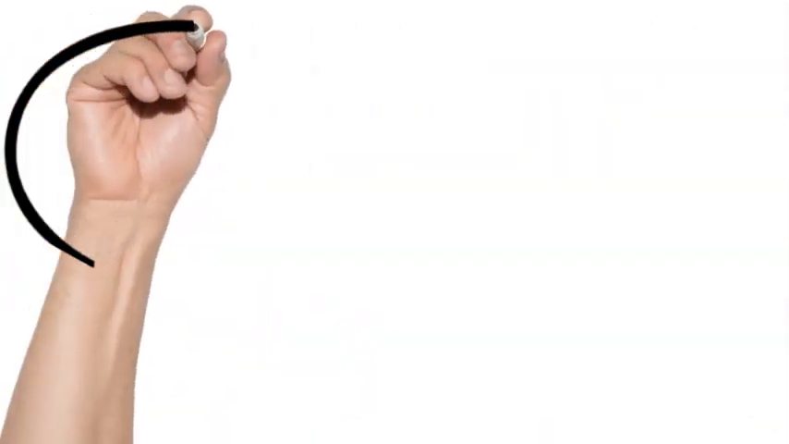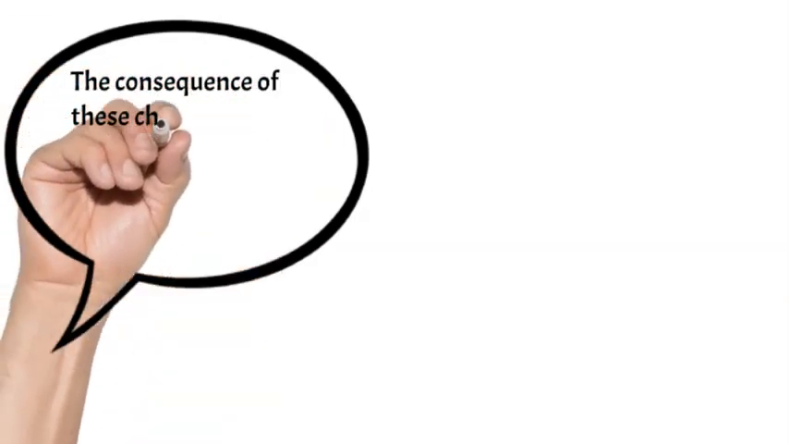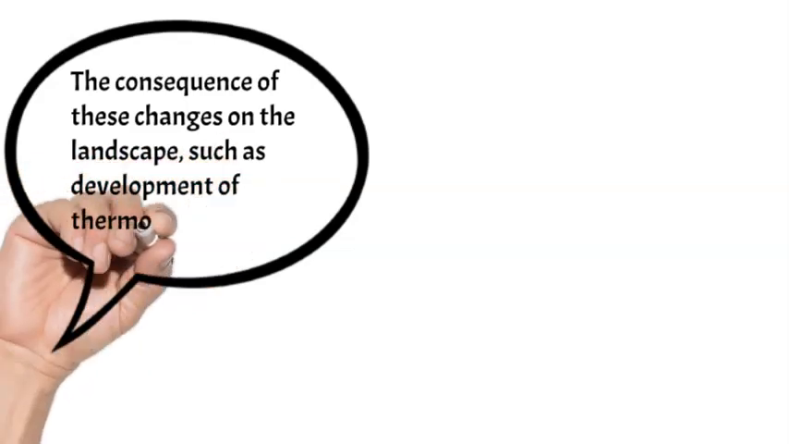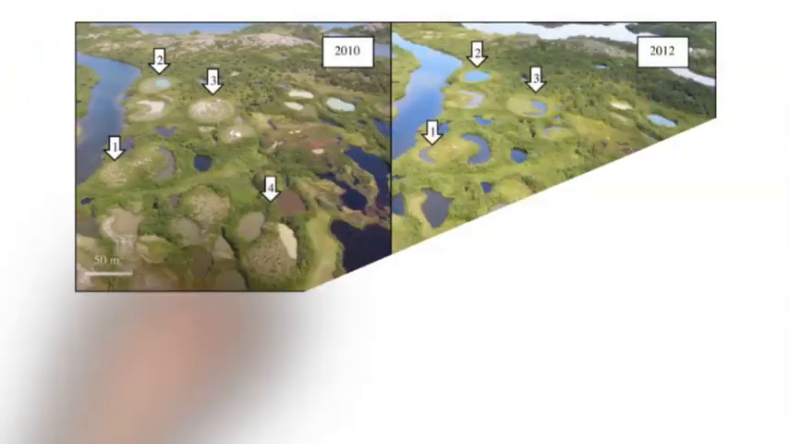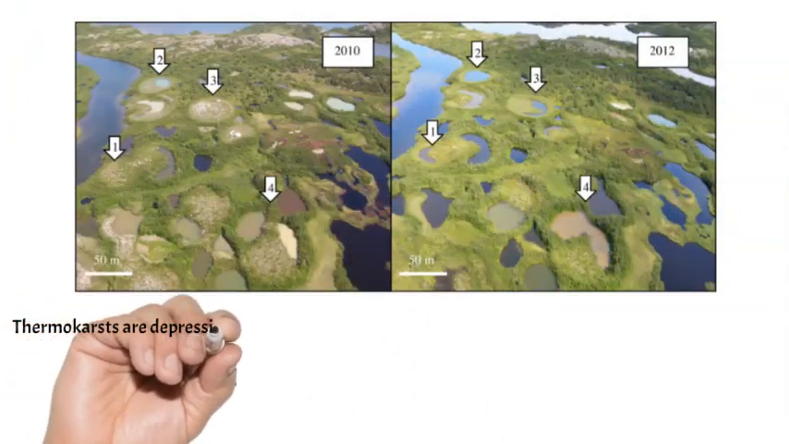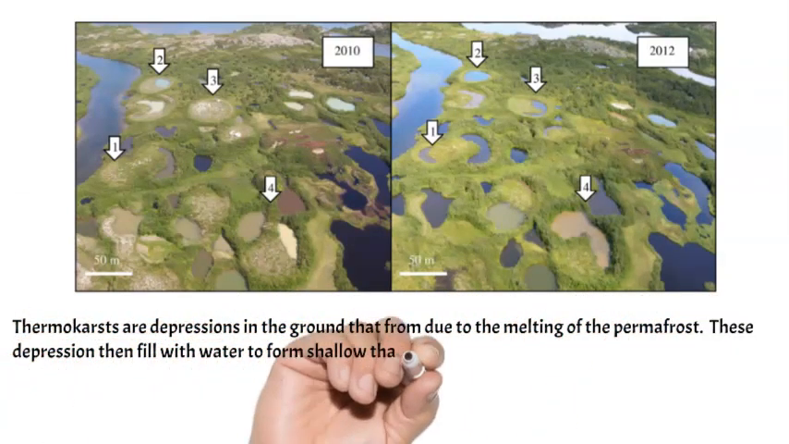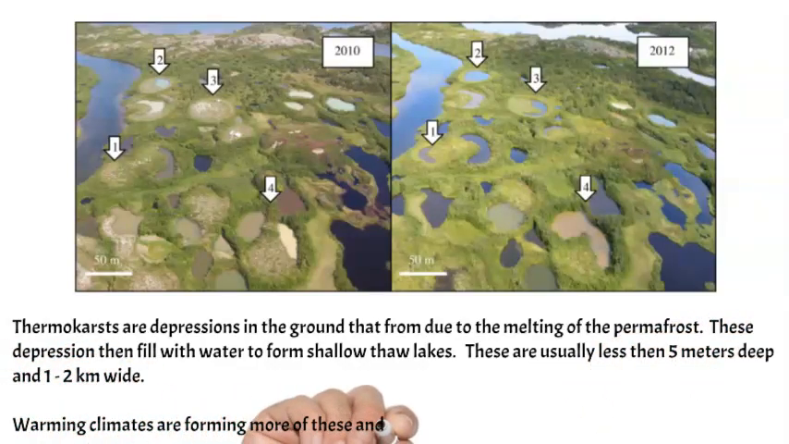So what are the consequences of these changes on the landscape? We're going to look at some features that are changing. And we're going to start here with looking at thermokarsts. These are depressions in the ground that are formed due to the melting of the permafrost. They then fill with water and form shallow lakes. The warming climate is forming more of these and they're getting larger.